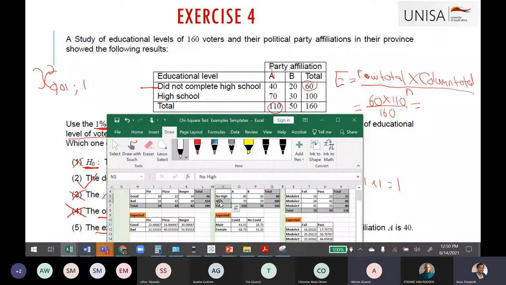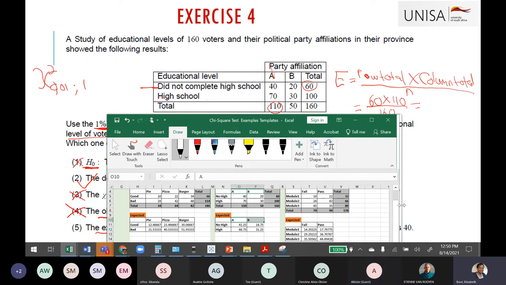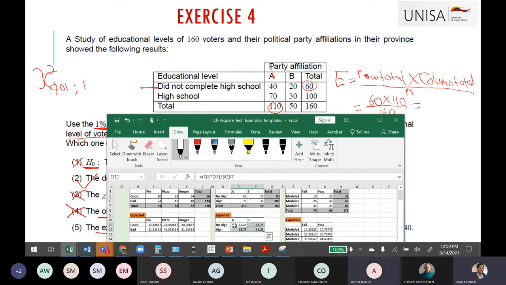If I copy this so that I don't get confused as well, copy and paste it on the expected values and do the same with A and B. Copy and paste on the expected values. And that is your expected values. So for 40, it was 41.25.